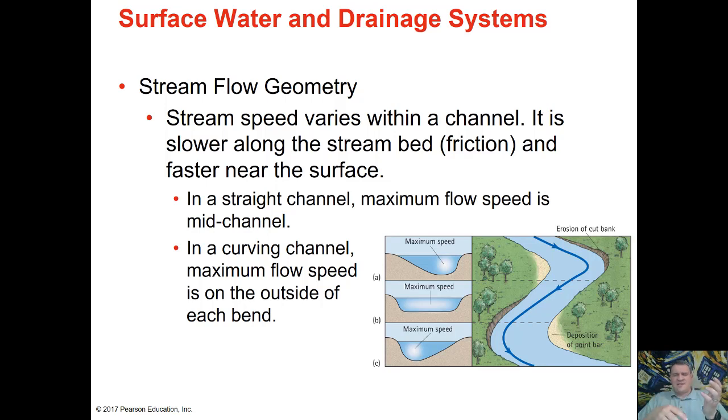I know that when I was a kid, I would throw leaves and sticks into a river or a stream, and the stuff that was closer to the middle always went faster than the stuff towards the edges. Now, if we have a curving channel, that changes the overall geometry, and in this case, we have a faster speed on the outside bend and a slower speed on the inside bend.